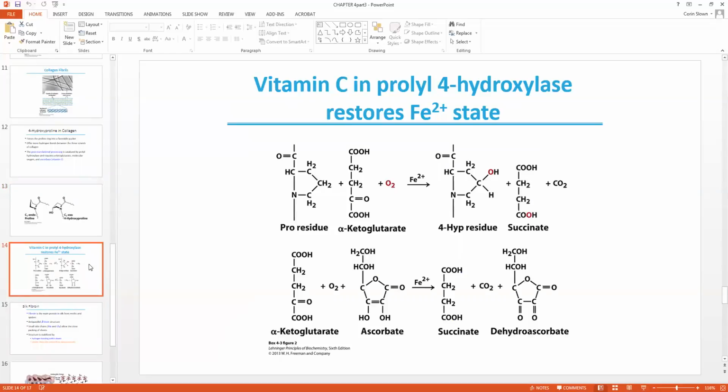So vitamin C has a really key role for the prolyl 4-hydroxylase: it restores the iron 2+ state. Here's your proline residue, here's your alpha-ketoglutarate. You can form this 4-Hyp residue plus succinate. You can also see that in terms of alpha-ketoglutarate and ascorbate going to succinate and dehydroascorbate.